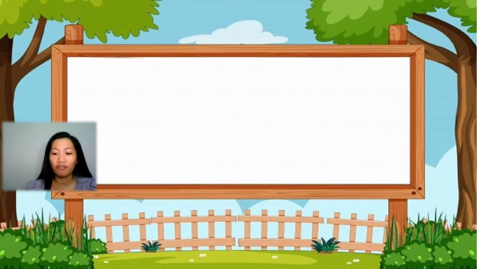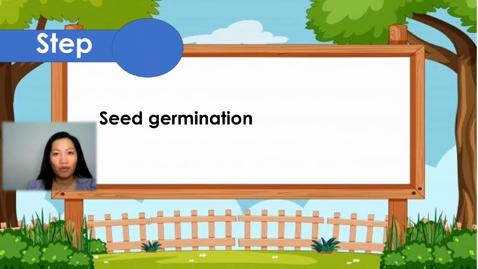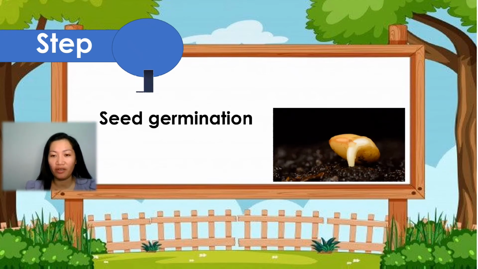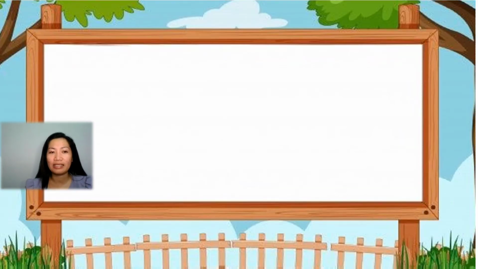Okay, in flowering plants, we have step 1. Everything starts with the seed germination. Okay, look at this one. That is seed germination. So the seed will germinate so that it will form another plant, a new plant.